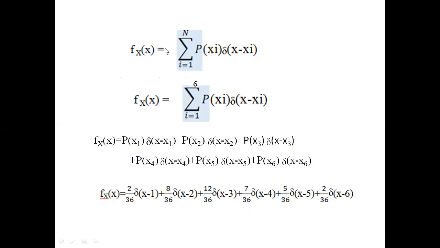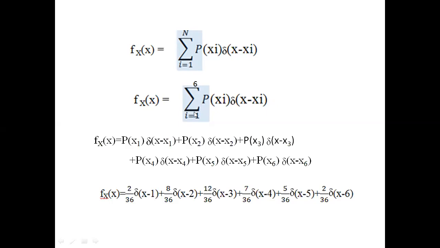Small f_X(x) is equal to, already we know the formula, summation i equal to 1 to N of p(x_i) δ(x − x_i). Here in the random variable we have a total of 6 elements, that's why capital N equals 6. So by substituting 6, we get p(x_i) δ(x − x_i).